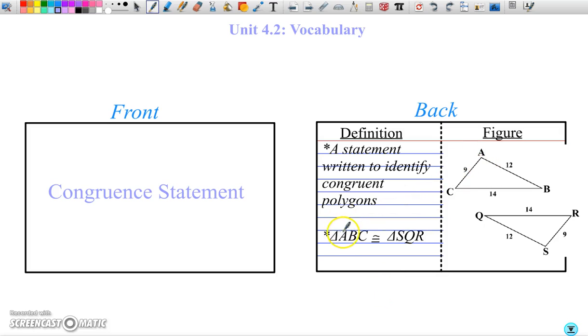If I name this triangle ABC, I'm starting at A, I go down the 12 side to the B, and then down the 14 side to the C. When I name the other triangle, you'll notice I flipped the letters around because I didn't want to keep them all in alphabetical order. If I start on the side that's the 12, which is here, and then curve around to the 14, I have to start on the 12 and curve around to the 14. So when I name it, I have to name it SQR. That's your congruent statement.